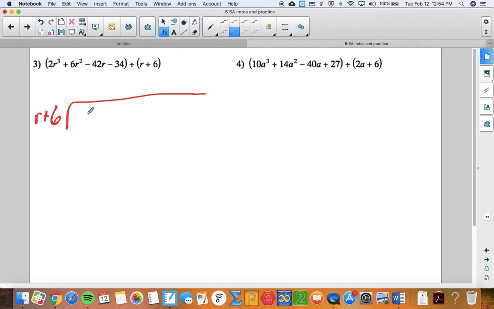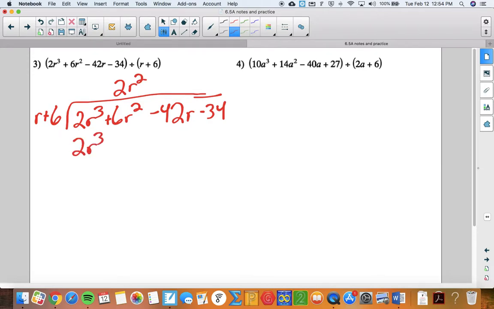R plus 6 is going into 2r to the third plus 6r squared minus 42r minus 34. How many times? Well, let's start at the start. R times what is 2r to the third? 2r squared will give us 2r to the third, won't it? Distribute the 2r squared also to the 6. That makes 12r squared. And then we take the opposite of those signs, and we now add this together.